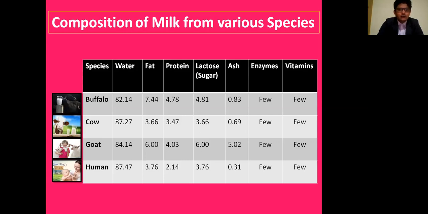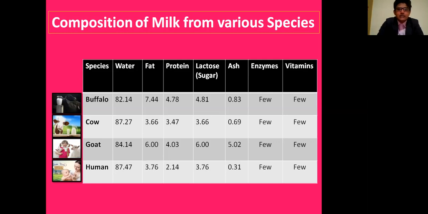Here we can see a few examples. Buffalo contains 82.14% of water and 7.44% of fat, 4.87% of proteins. Then it contains 4.81% of lactose sugar. It also contains 0.83% of ash. It contains a few enzymes as well as a few vitamins.